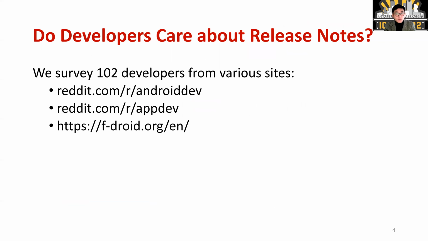And to do that, we want to ask using a bigger scale survey. So we sent out survey invitations on multiple discussion platforms for app developers and asked them questions about how they write release notes and if they care about release notes. So for example, we created posts on app developer subreddits or on a QA site called fdroid.org. And in total, we got 102 developer responses.